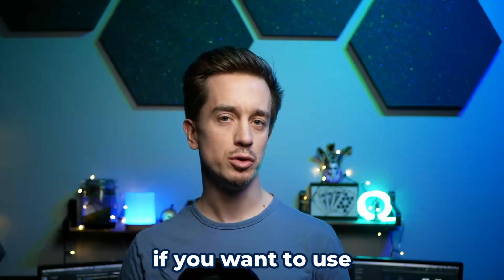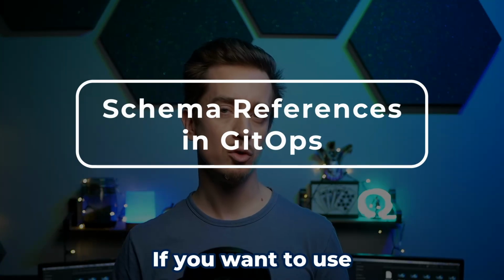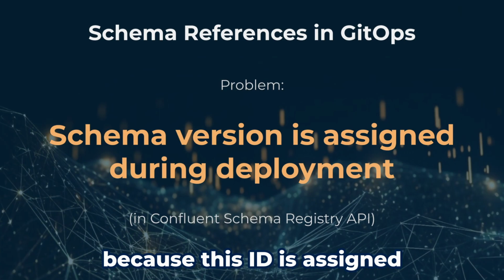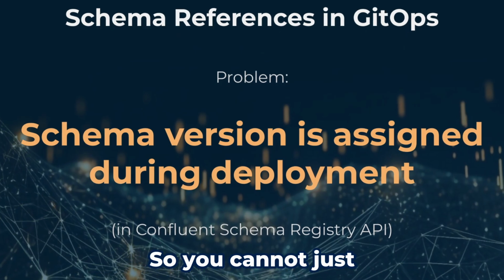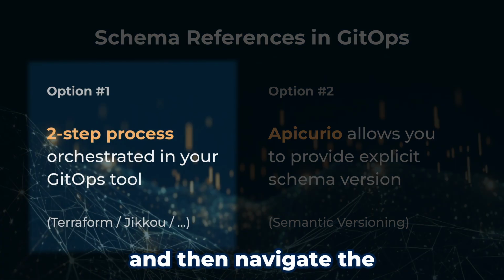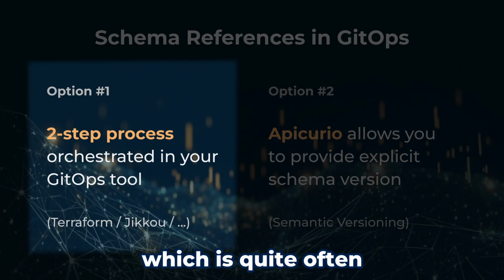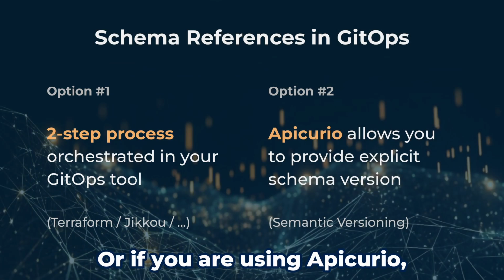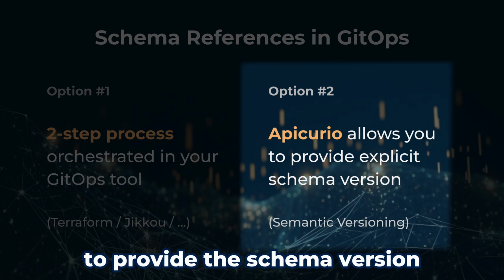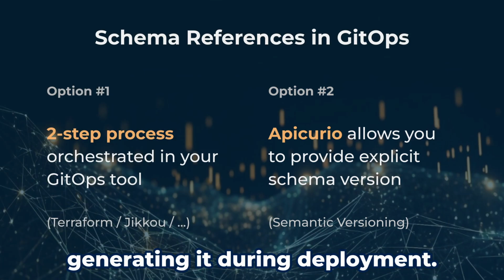There is another interesting problem that you'll need to understand if you want to use schema references in GitOps. If you want to use references to a different subject in your schema, you need to provide the version ID of this subject. This is a problem because this ID is assigned when you actually deploy it. So you cannot just create one pull request with two clear schemas. You need to either add a variable and then navigate the connection, for example, which is quite often used in Terraform state. Or if you are using Apicurio, you can avoid this problem altogether because Apicurio allows you to provide the schema version yourself instead of generating it during deployment.